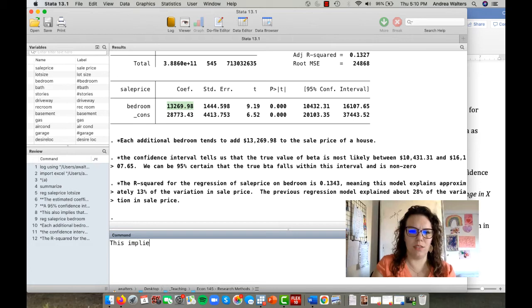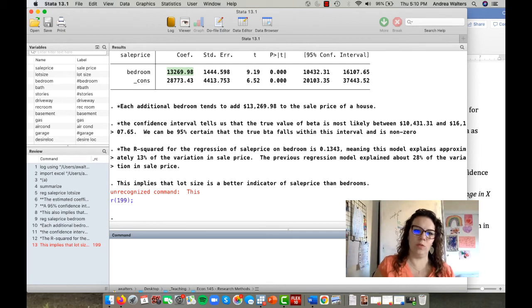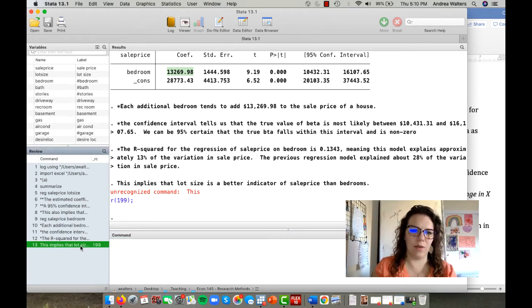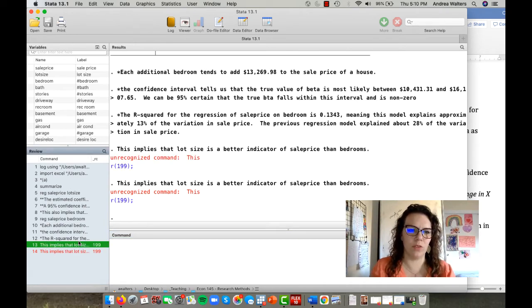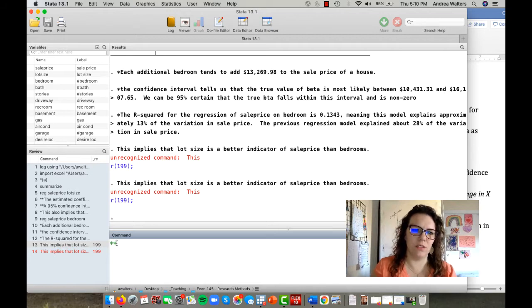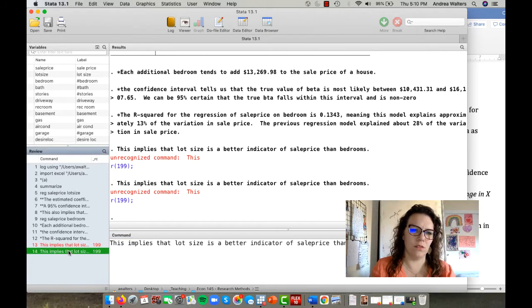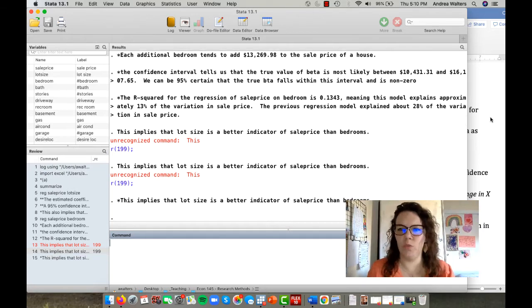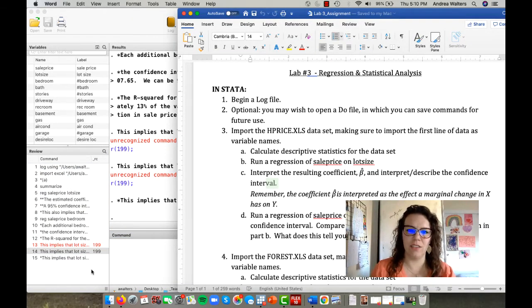This implies that lot size is a better indicator of sale price than bedrooms. Forgot my little asterisk. There we go. There it is. All right, that's it for that data set.